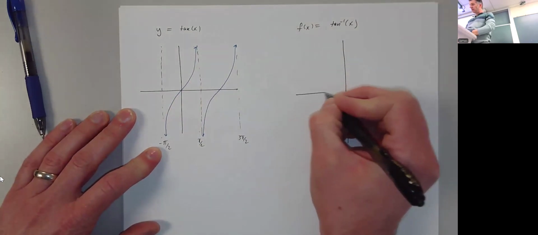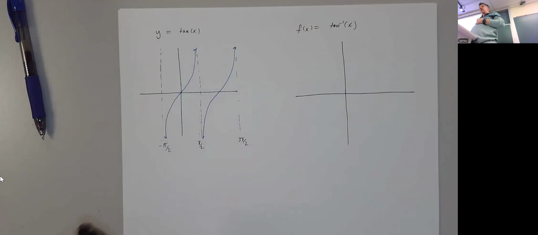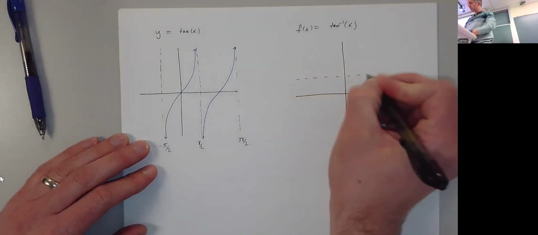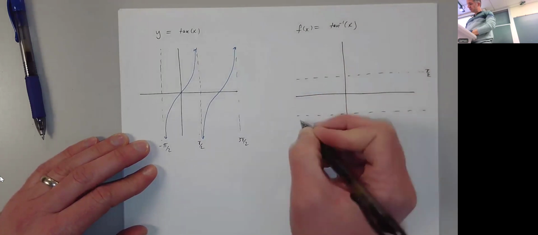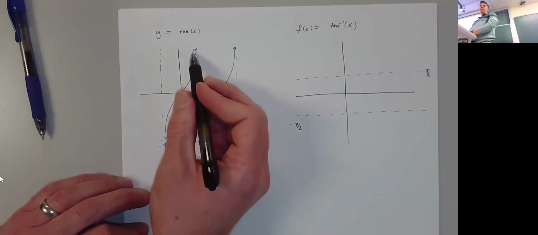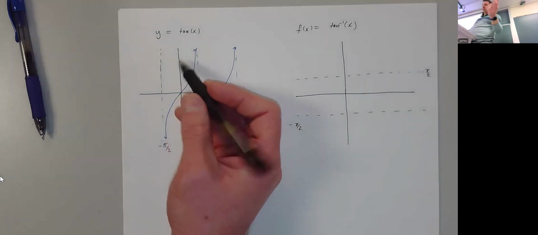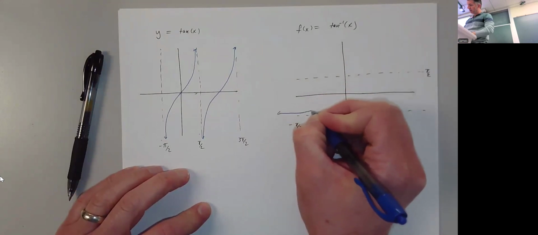When you invert things, you interchange x and y. All y things become x things, all x things become y things. This vertical asymptote at pi over 2 and negative pi over 2 becomes a horizontal asymptote at positive pi over 2 and negative pi over 2. Before, as x got close to pi over 2, y got really, really big. I'm going to switch the letters. Now as y gets close to pi over 2, x gets really, really big. Or as x gets really, really big, y gets really close to positive pi over 2.